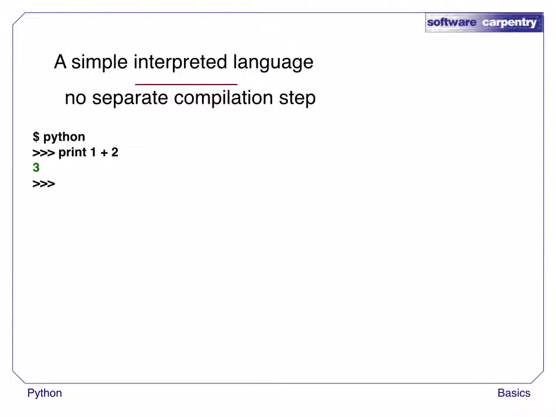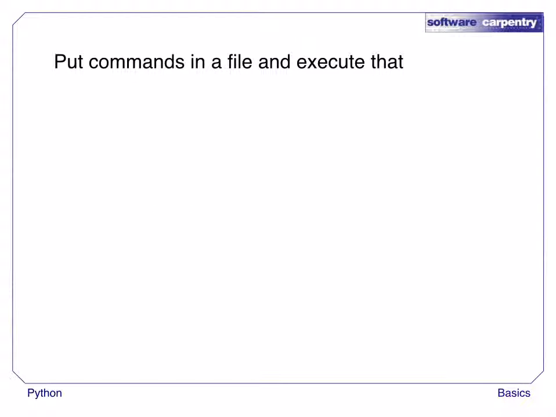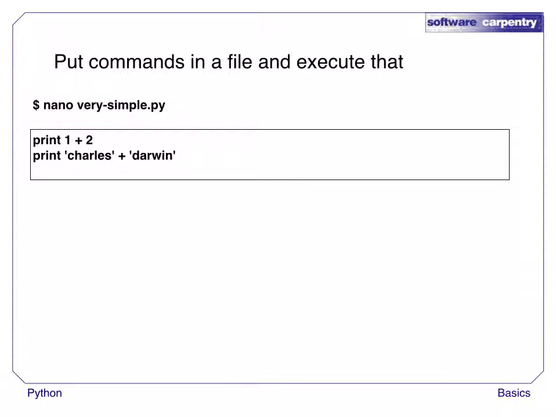You can have Python do some simple arithmetic, or manipulate strings of text just by typing in some commands. More often though, you put some commands in a file and have Python execute that. For example, on Unix systems or Linux systems you can use a simple editor like Pico to put the same commands we just ran in a file called verysimple.py and then have Python run that.